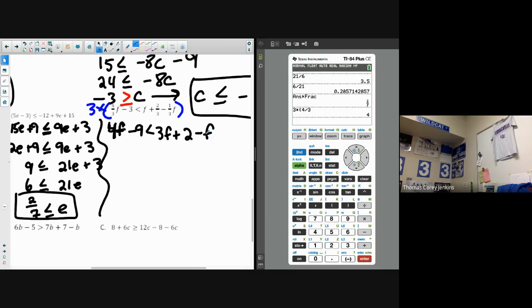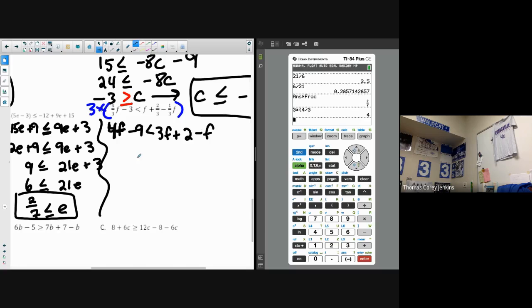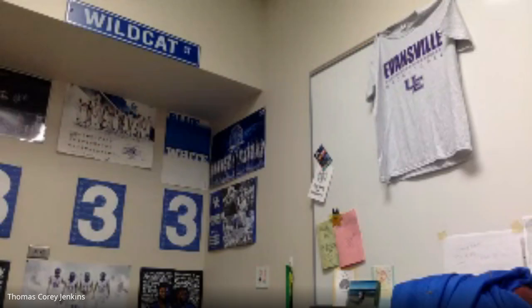Now I'm going to combine like terms over here. 3f minus 1f is 2f. Right, that would give me 4f minus 9 is less than 2f plus 2. All right, now we've gotten it to where it's pretty simple. I would minus 2f from both sides. That would give me 2f minus 9 is strictly less than 0 plus 2 or just 2.